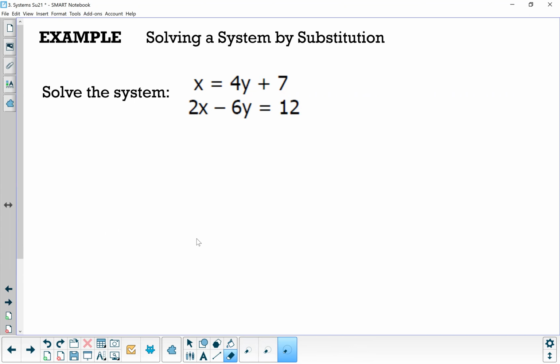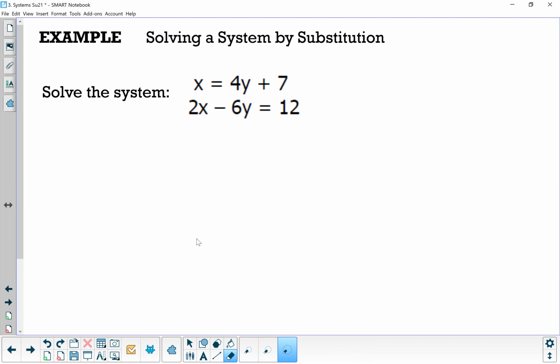Now, it doesn't mean that every time we use substitution, our solutions are going to be fractions. Rather, that there is an alternative to finding a solution to a system where we don't have to use graphing. So let's consider this system. x equals 4y plus 7 and 2x minus 6y equals 12.